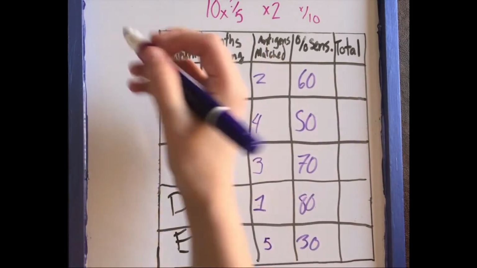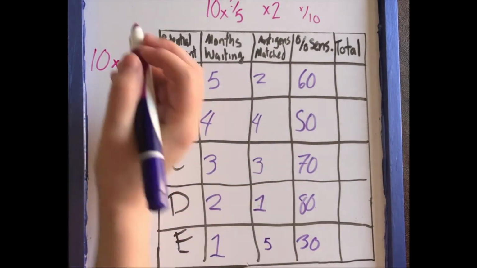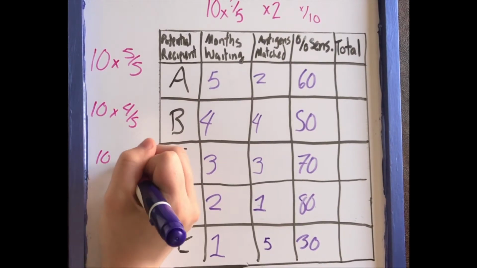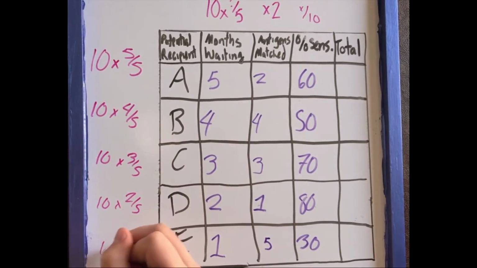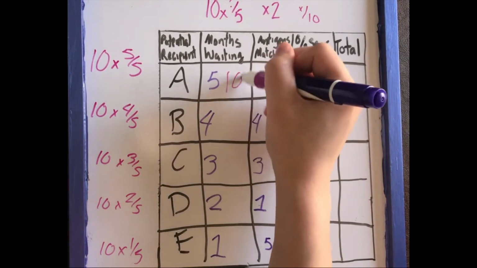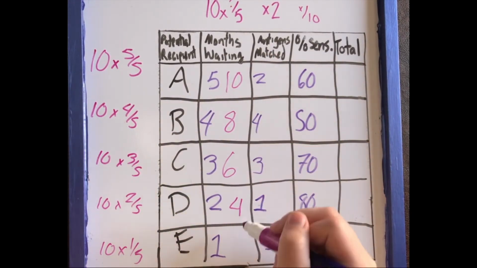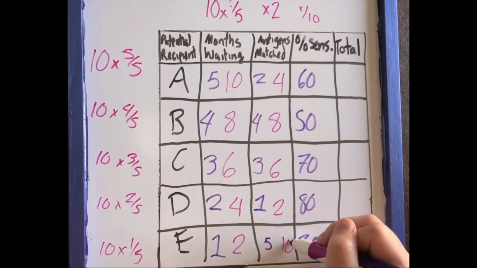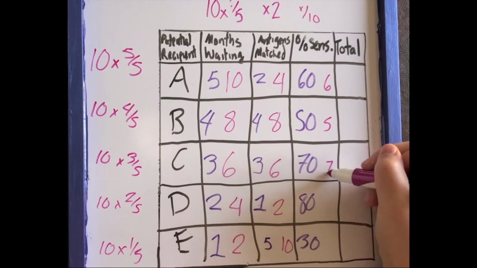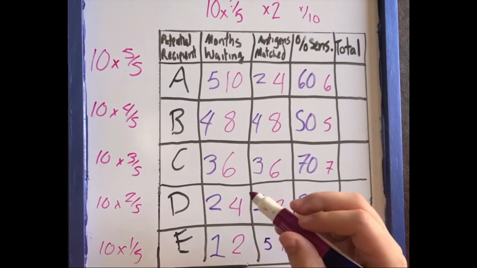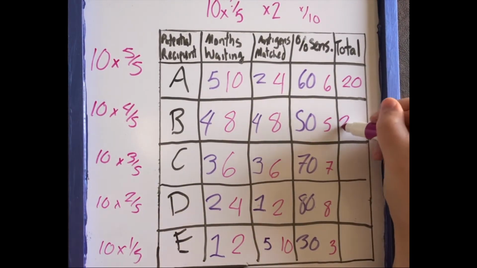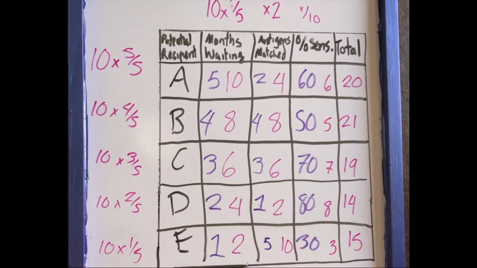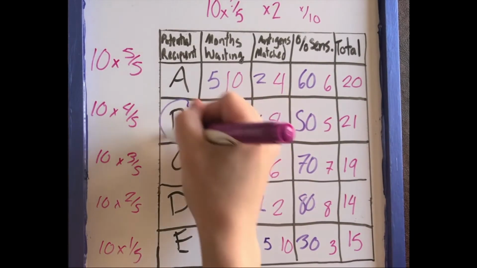Let's look at an example. For months waiting, we'll multiply 10 by the position of the patient over the total spots on the list. So in this example, it would be 5. Multiply the antigens matched by 2, and divide the percent sensitized by 10. This gives us the total points of 20, 21, 19, 14, and 15. Considering the total points, we can see that person B would get the organ.